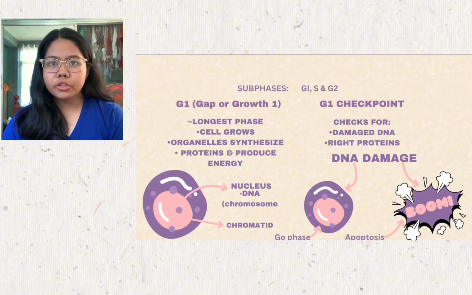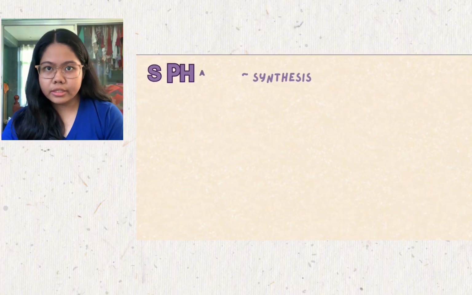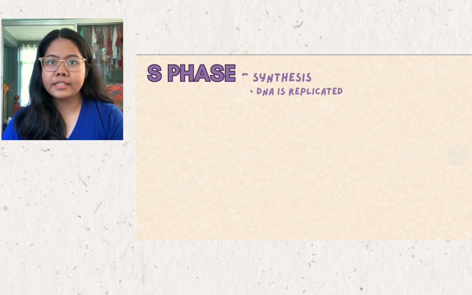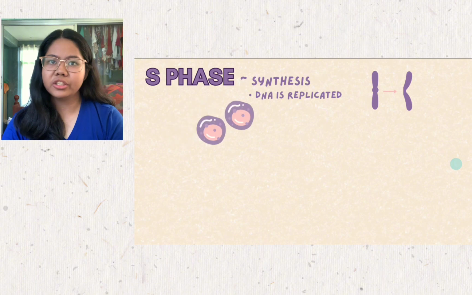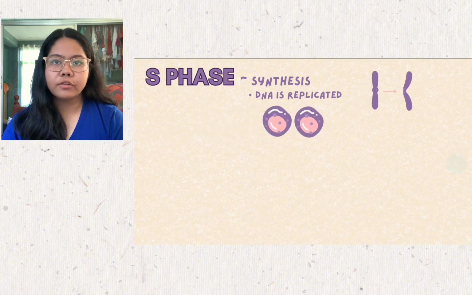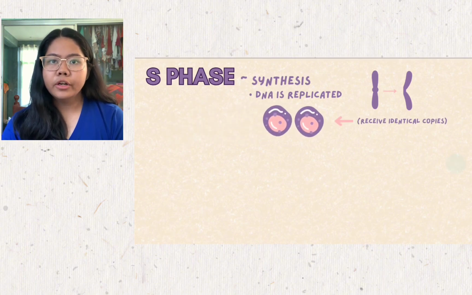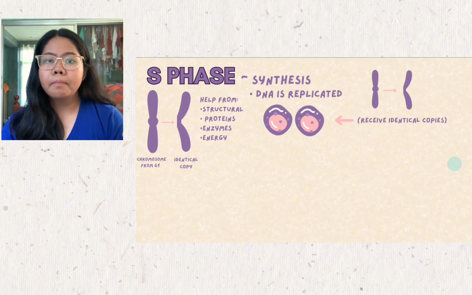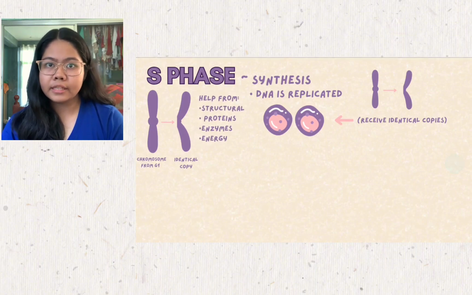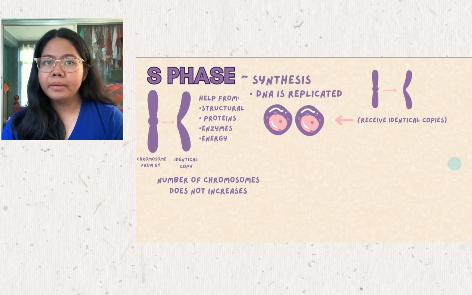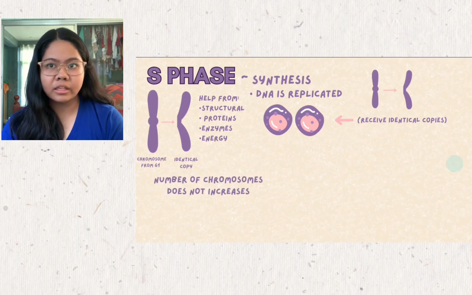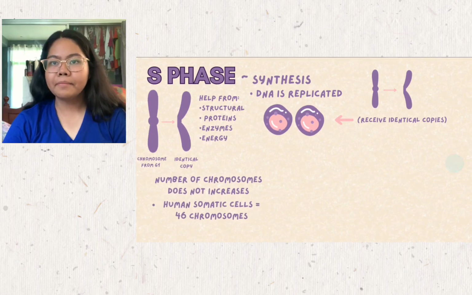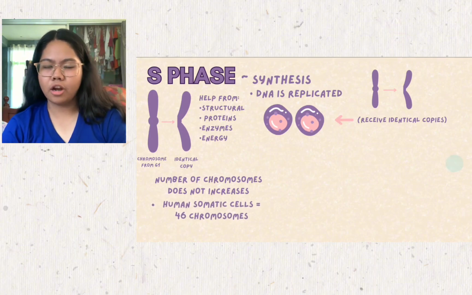If the cell gets through the G1 checkpoint, it enters the S phase. S is referred to as synthesis. During this phase, DNA is replicating. Each daughter cell receives identical copies of the genetic material. So for each chromosome from G1, an identical copy is created. This happens with the help of a number of proteins, both structural proteins and enzymes, as well as energy. Just to be clear, the number of chromosomes does not increase. A human somatic cell has 46 chromosomes.